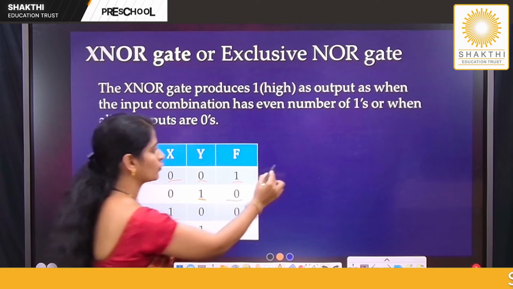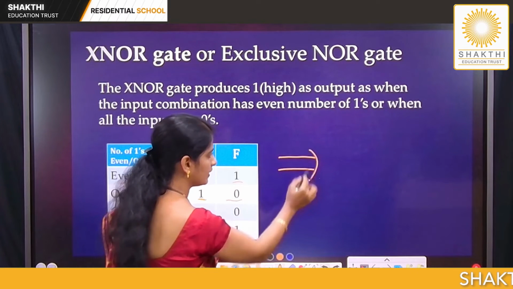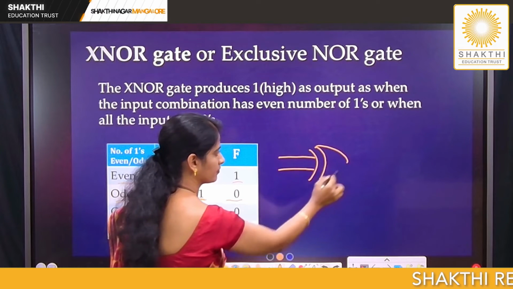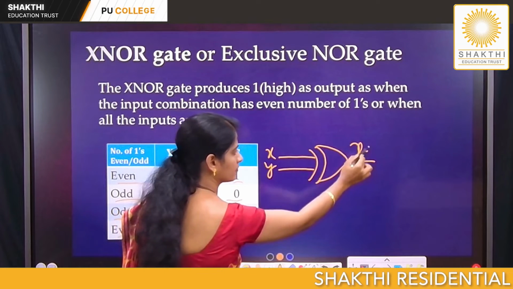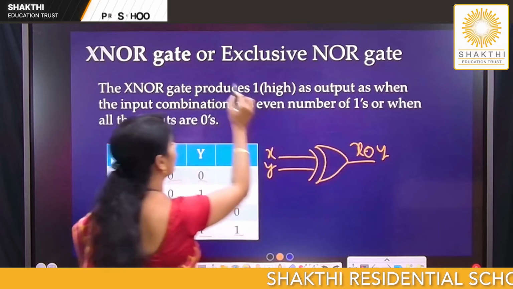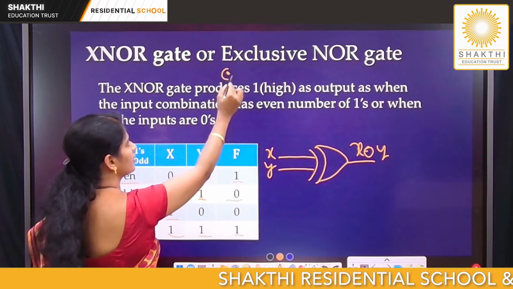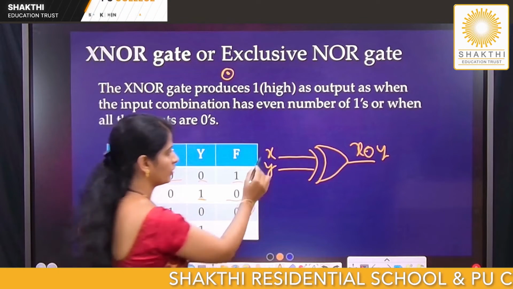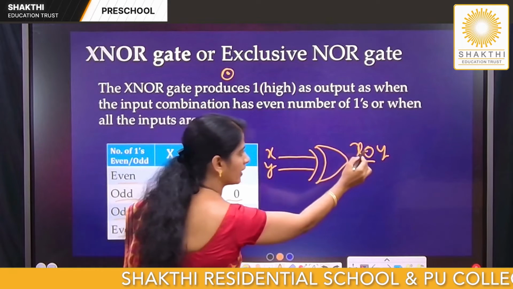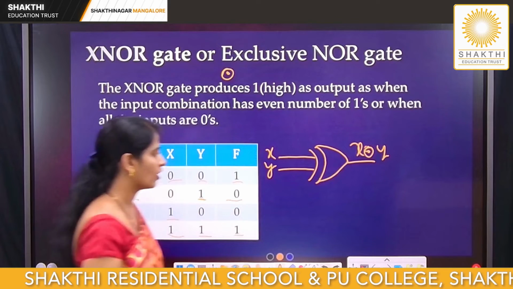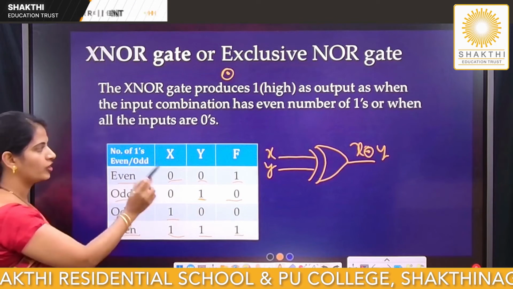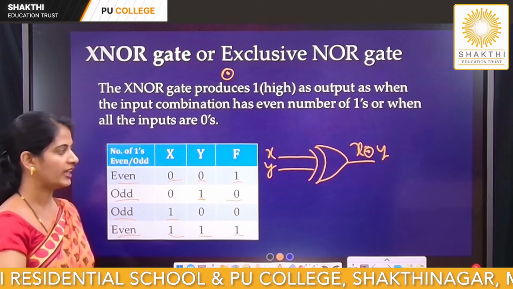And the symbol we use for XNOR gate is, the operation performed is the dot operation with a circle. So here we have x, y as input and x dot circle y as the output signal. This is a 2 input XNOR gate.